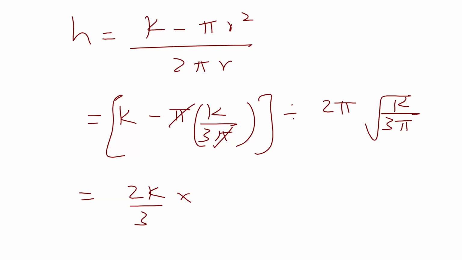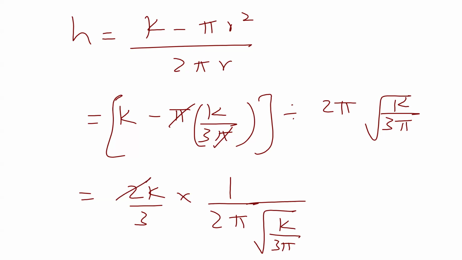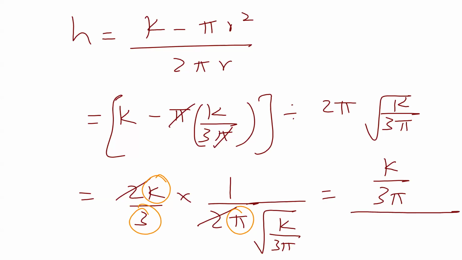now see, this 2 pi will go down, and along with that this k by 3 pi will also go down. So this 2 and this 2 are getting cancelled. So we are left with k by 3 pi. If you observe very clearly, k by 3 pi, the whole upon root k by 3 pi. This is your height.